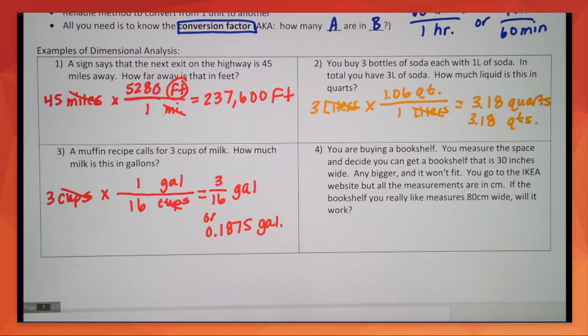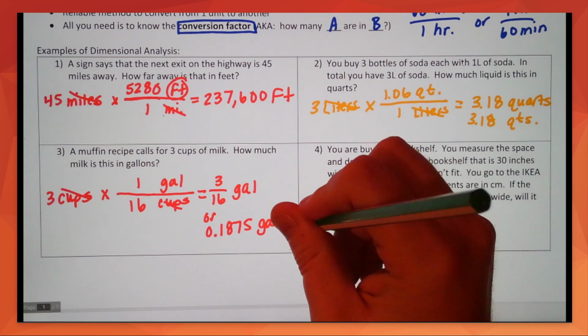Okay, so this is a totally different way to ask this question. They're not just saying convert this from this to this. They're actually asking you, if the one you want to buy is 80 centimeters, does that fit into a 30-inch space? So what we can do here is convert 30 inches to centimeters, and then decide if 80 centimeters is bigger or smaller than that.